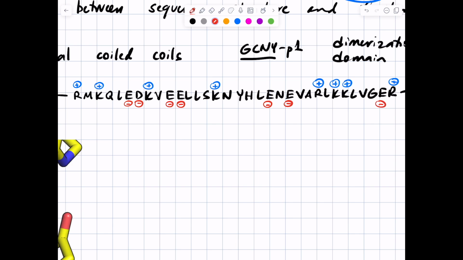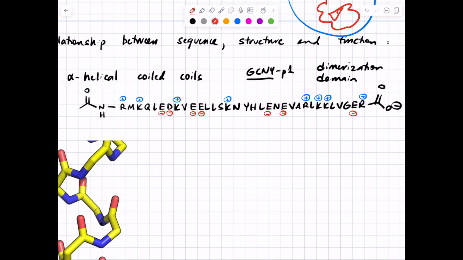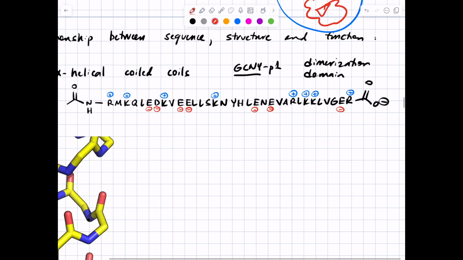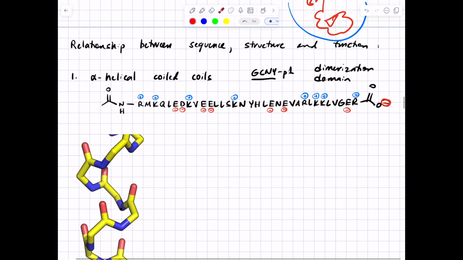Okay, all the negatively charged ones are E and D, glutamate and aspartate respectively. Let's see, did I miss any? I think that's it. So if we count up, and actually the C terminus of this peptide is negatively charged. The N terminus is not positively charged because it's been capped with an acetyl group. I may or may not tell you why they did that. If we count up the positive charges, we've got 1, 2, 3, 4, 5, 6, 7, 8. Negative charges 1, 2, 3, 4, 5, 6, 7, 8.